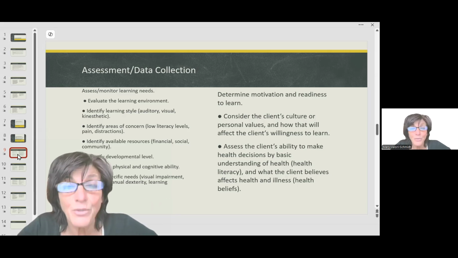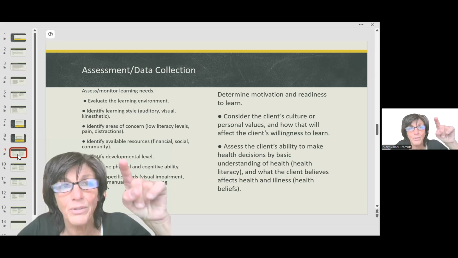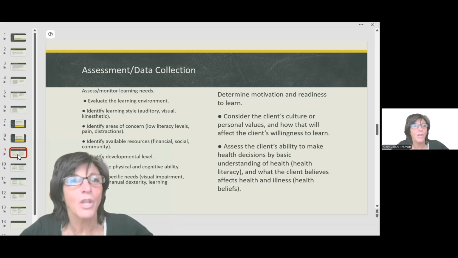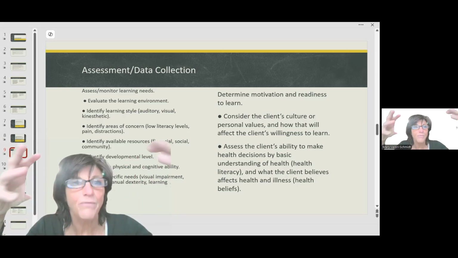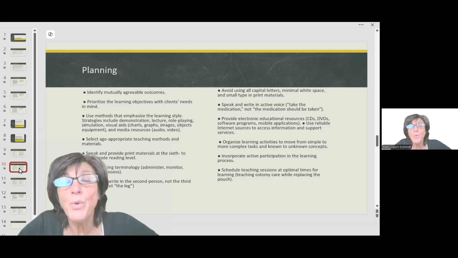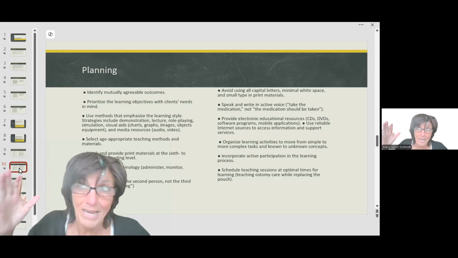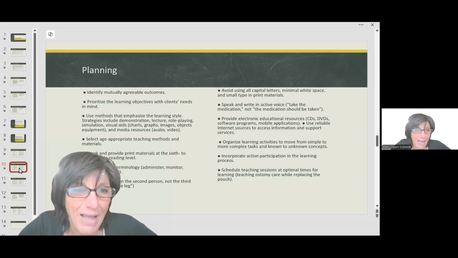And then you have to assess their ability to make health decisions by basic understanding of health and what the client believes affects health and illness. In other words, you have to assess where they are in this process before you can even try to teach them. Okay. Then you can plan, you and the patient or patients, you come up with a mutually agreeable outcome.